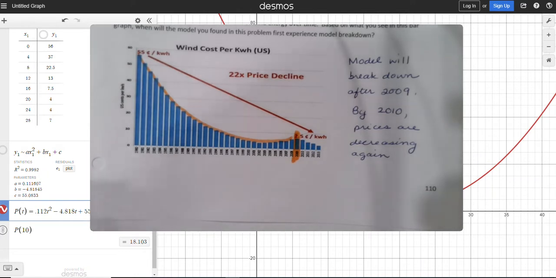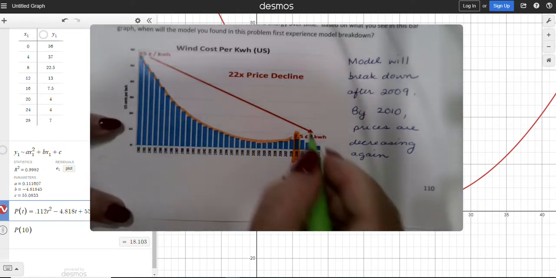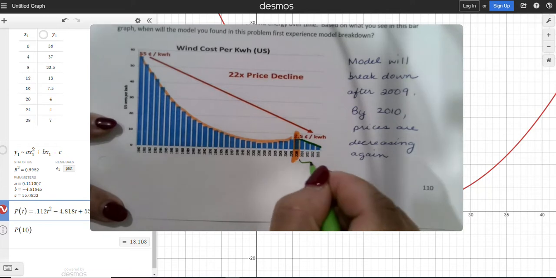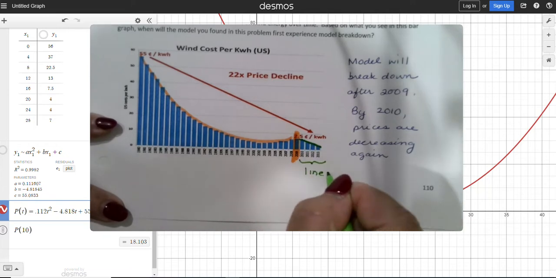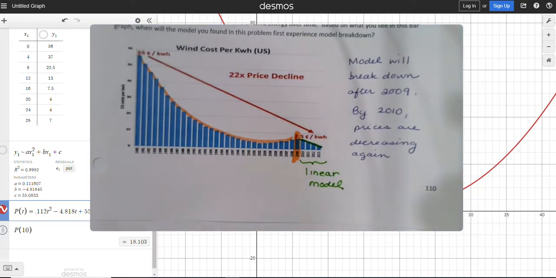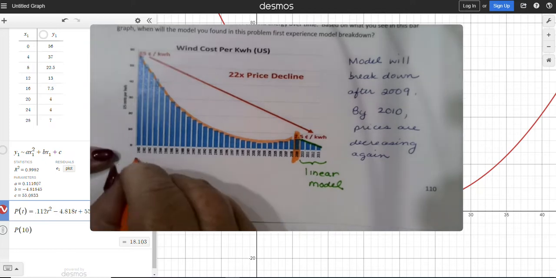I feel like we could probably use, let me find a different color here. Here we go. I feel like we could probably use a linear model for this part. We already have a quadratic model that had fit this part very well.